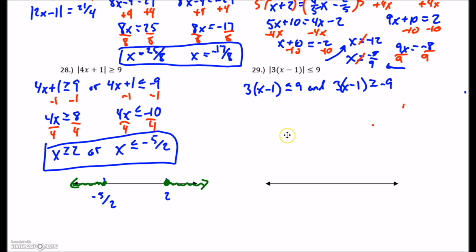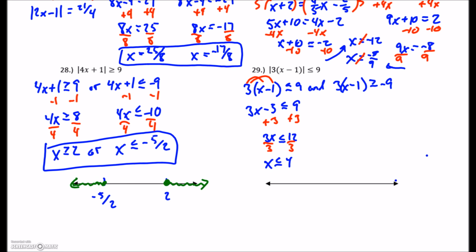You can either distribute here, maybe I'll do it two different ways. The two ways that you can solve this particular example: you can distribute. That's the way most folks are going to do it. That's going to give you 3x minus 3. And then from here, we're going to add the 3 to each side, and then we're going to divide by that 3. So I'm going to have x is less than or equal to 4. I actually dropped my less than or equal to sign in that last piece.